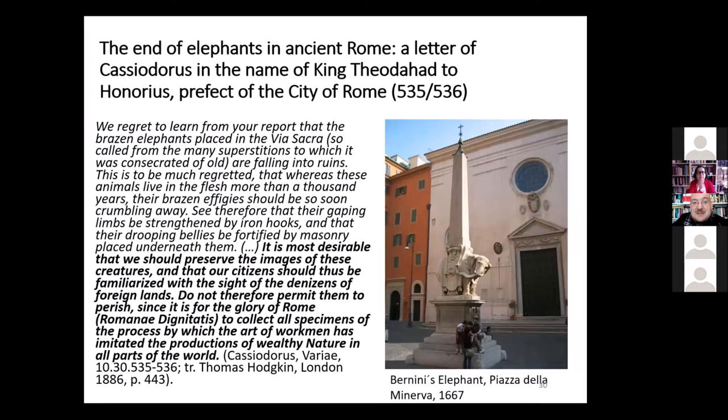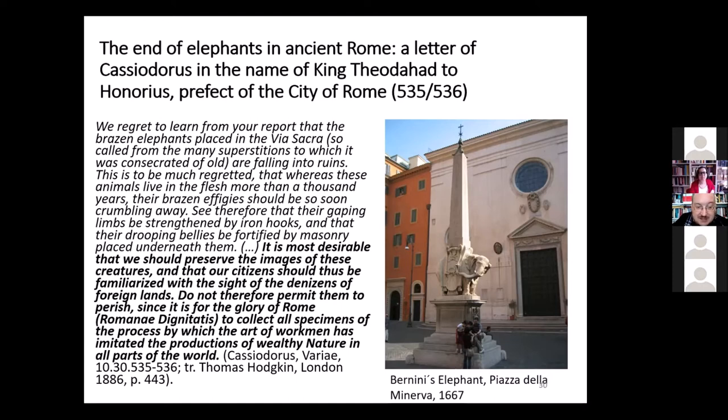We also have this interesting letter written by Cassiodorus in the name of Theodahad to the prefect of the city of Rome towards the end of the Ostrogothic rule in Italy, or the beginning of the war with the Eastern Romans. And here we have a visualization or a symbolization of the end of the great imperial heritage of classical ancient Rome, because the elephants which had remained in the city, and these were only the brazen elephants at the Via Sacra, were falling into ruins. So these last symbols of universal rule, and obviously there were no real elephants left in the city, were falling into ruins.